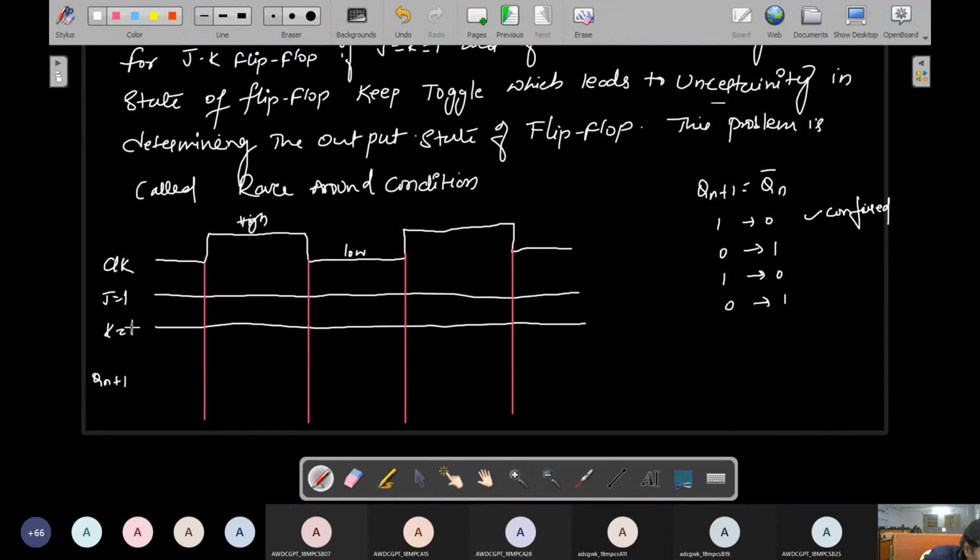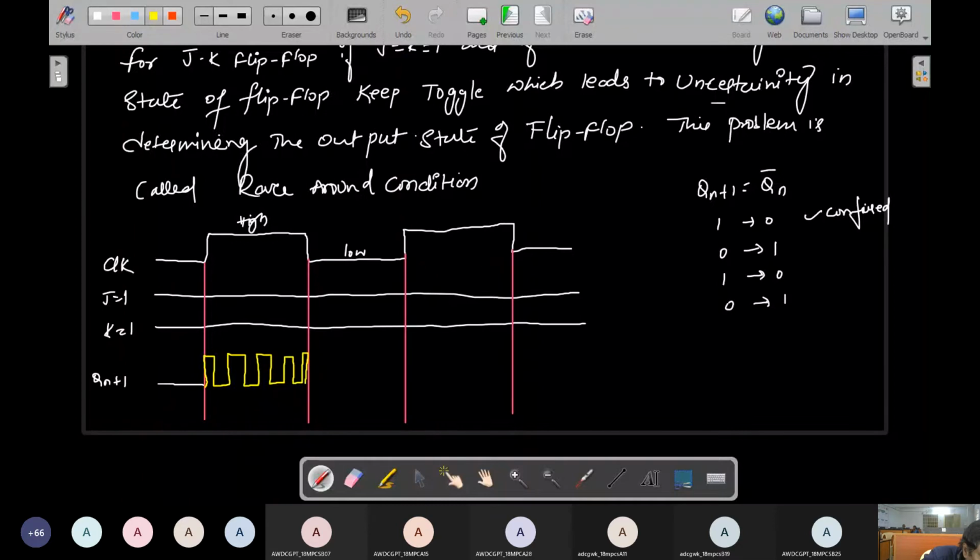So what about your Q when J and K both are 1? Initially it starts from 0 only. Once it comes to 0, it will continuously toggle. Once the clock is high, when both inputs are given 1, the output of the JK flip flop shows continuous toggling, like up and down, up and down, up and down.